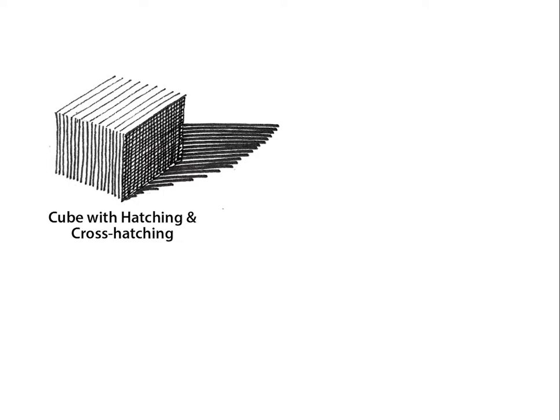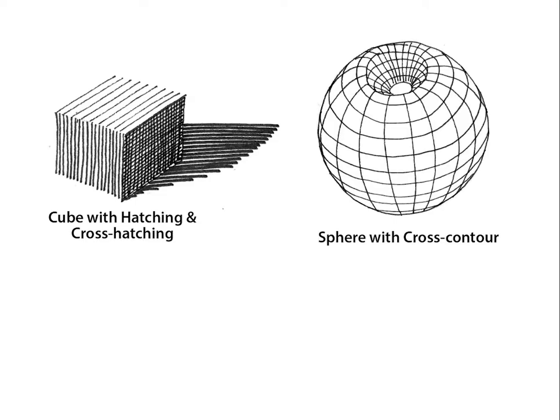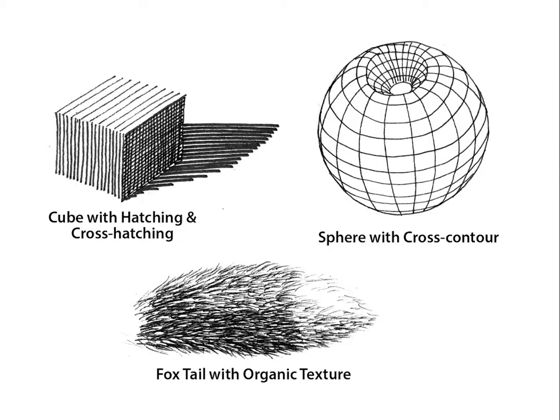In this segment, we will apply tones and textures to several common objects, starting with a cube using hatching and cross-hatching, a sphere with contour and cross-contour lines, and lastly, a foxtail using organic texture.